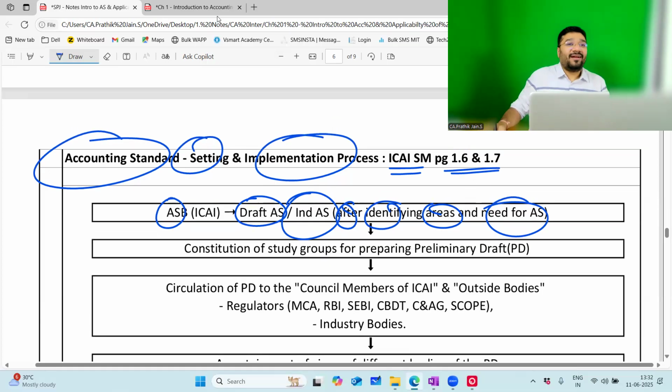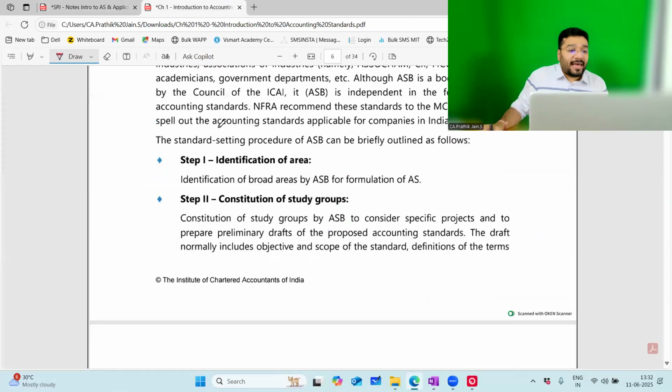Now, ASB will identify the area where people are having confusion, where there is no guidance or misguidance. In that place, they will take it up as a topic for discussion and think, okay, this is an area which requires more clarity. So step 1 is identification of area: identification of broad areas by ASB in formulation of AS.